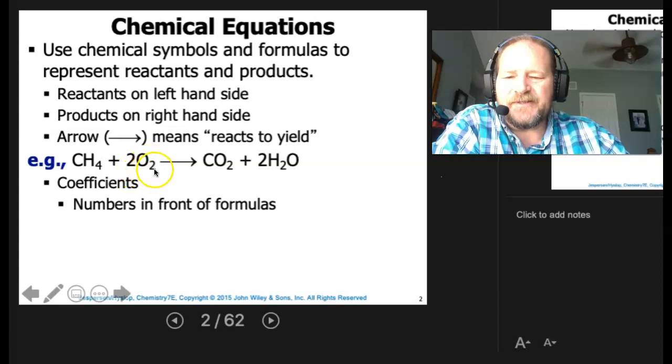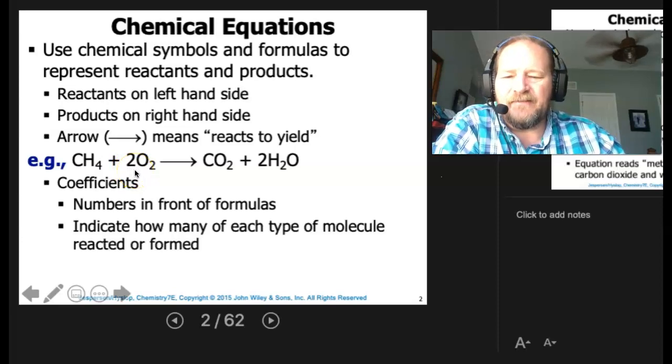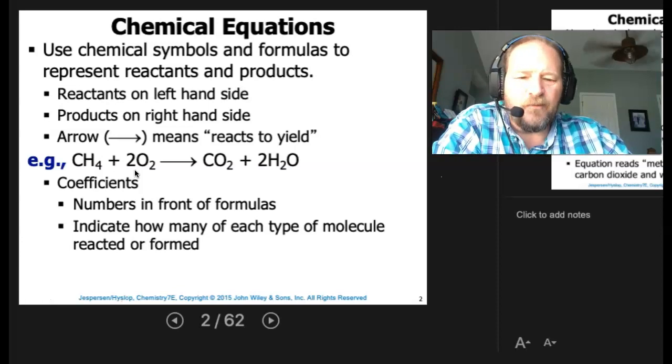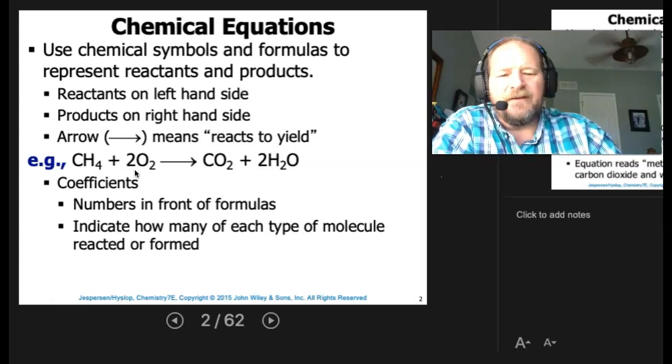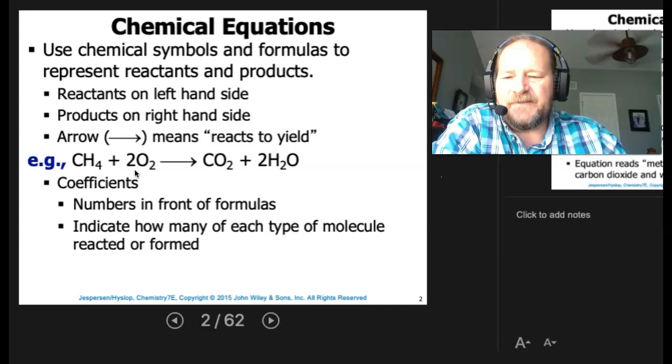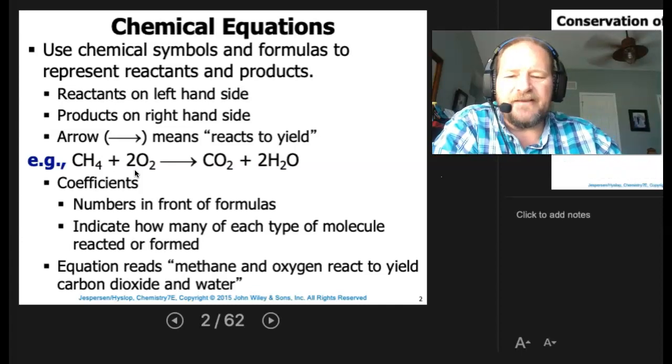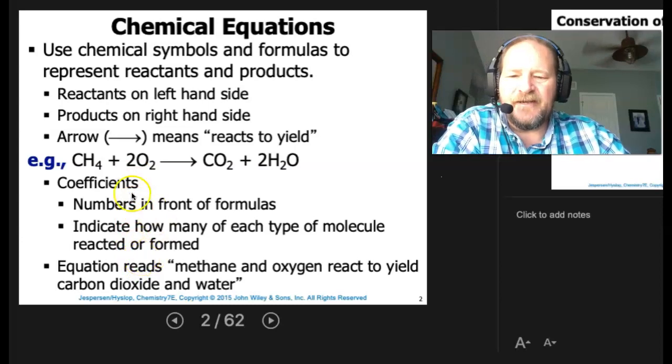Remember, the little 2 here is a subscript. Subscripts tell me what's connected together. Coefficients are telling us what is actually there, right? So it's indicating how many of each type of molecule reacted or formed, okay? Now, when I go to read the reaction, I would say methane reacts with oxygen to produce, or reacts to yield, CO2 and water. Notice I don't say the coefficients when we say the sentence, right?